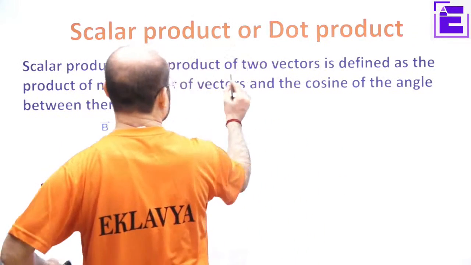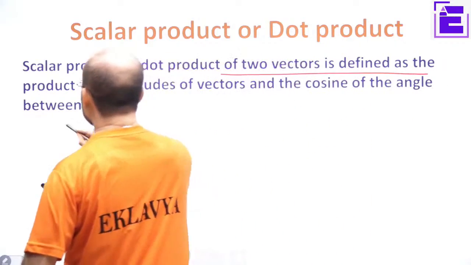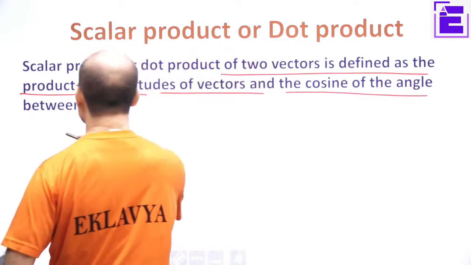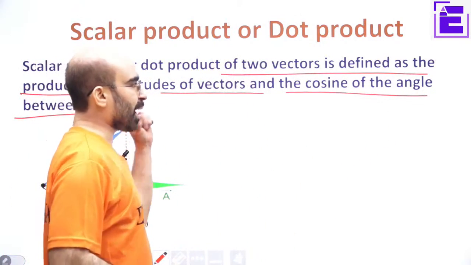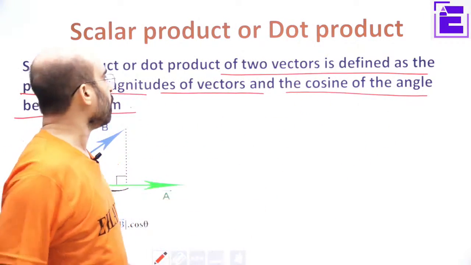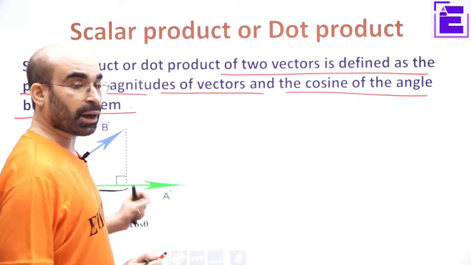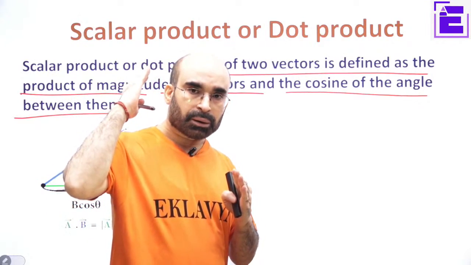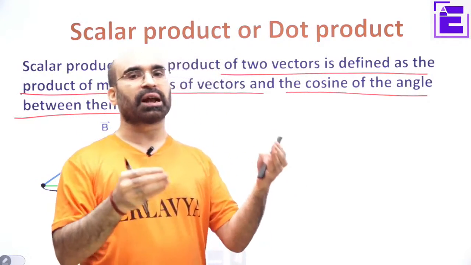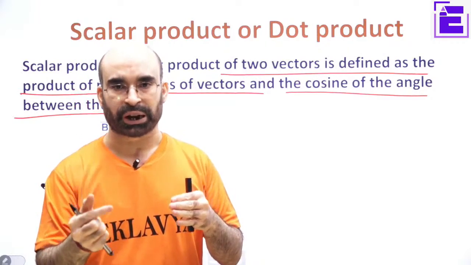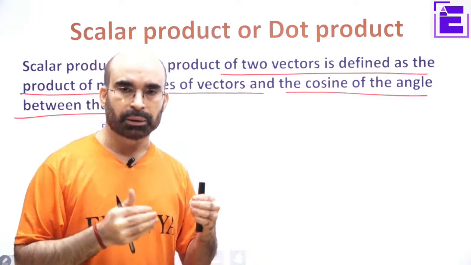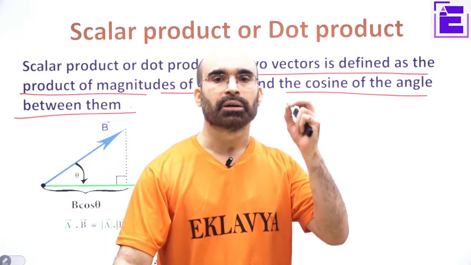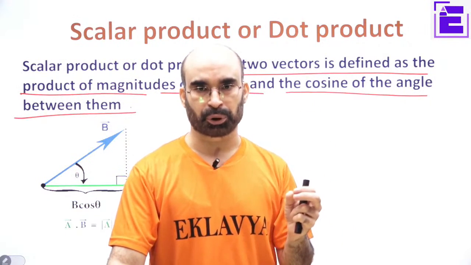Scalar product or dot product of two vectors is defined as the product of magnitudes of vectors and the cosine of the angle between them. Okay, this is how to get it, right? When you are getting a scalar as a resultant of multiplication of two vectors, then that type of product is dot product or scalar product.